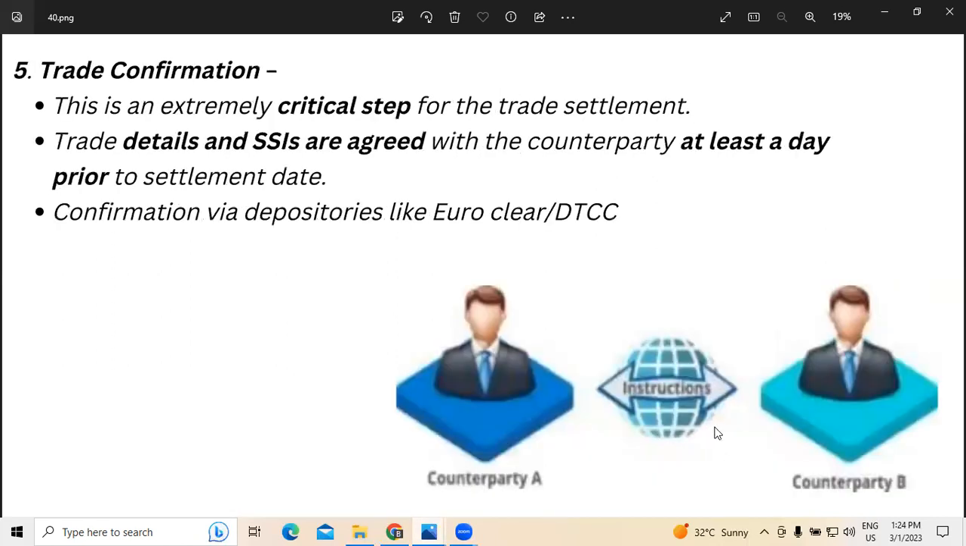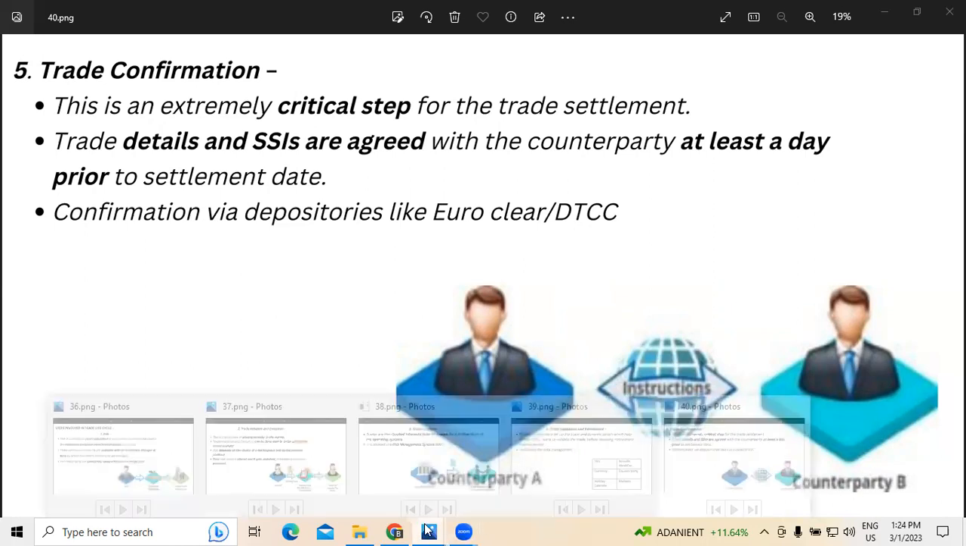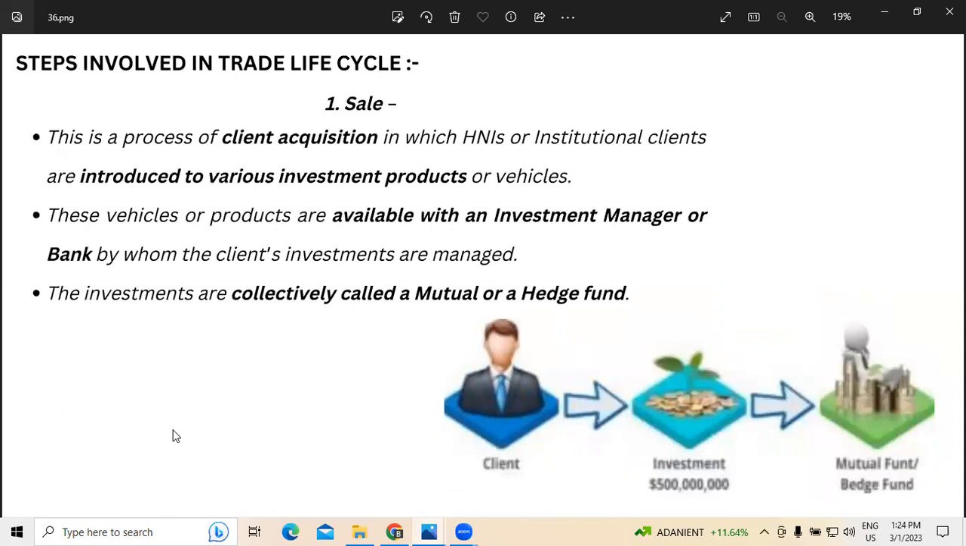The final stage is trade confirmation, which is an extremely critical step for trade settlement, where the trade details and SSIs are agreed with the counterparty at least a day prior to the settlement date. Based on that, confirmation via depositories like Euroclear, DTCC and others takes place. This is the complete understanding of the trade life cycle, which happens in any financial institution, irrespective of the institution it belongs to.